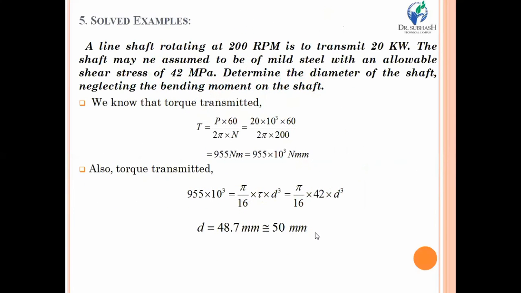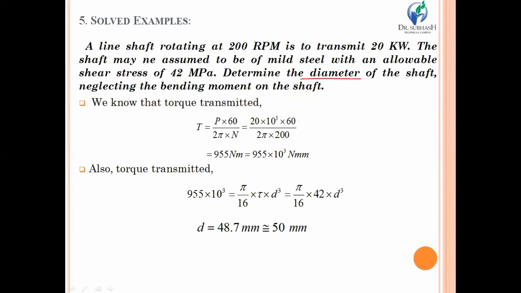After designing the shaft based on strength and based on rigidity and stiffness, let's have a few examples to solve. Example number 1: you are given a line shaft rotating at 200 rpm, and it transmits power of 20 kilowatt. The shaft is made from mild steel, and the permissible shear stress given is 42 megapascal. You just require to calculate the diameter of the shaft.